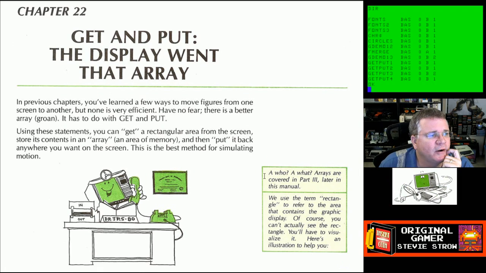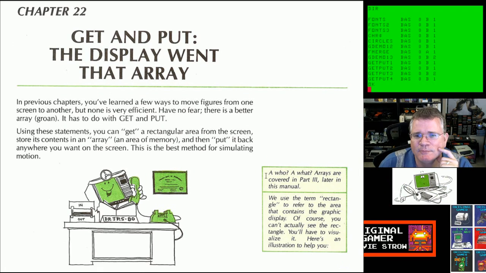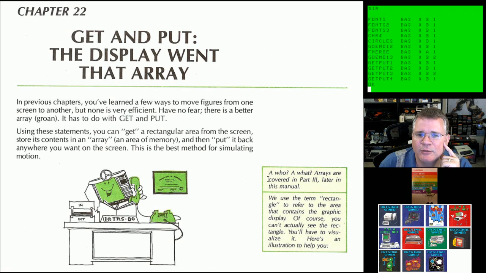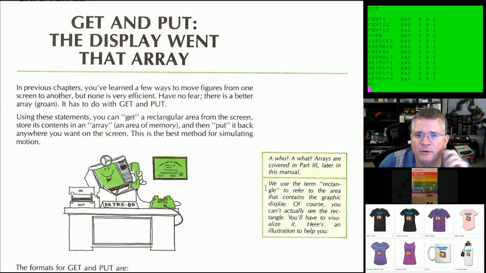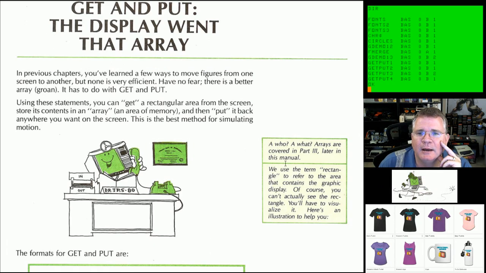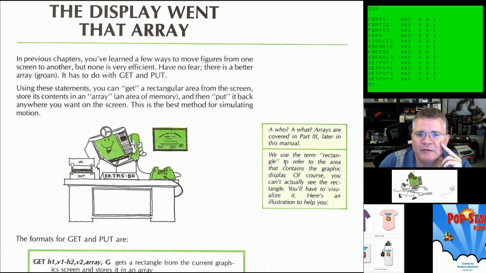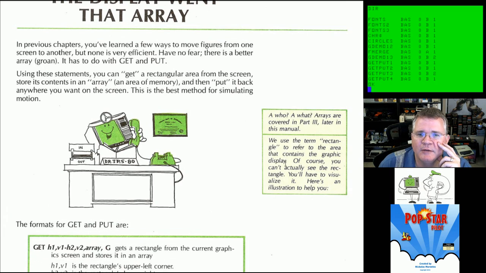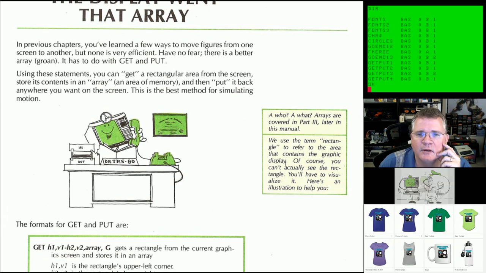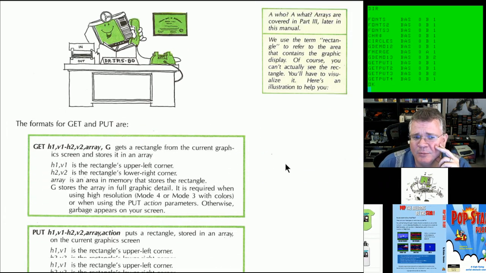So here on the little sidebar, it says, a who, a what? Arrays are covered in part 3 later in this manual. We'll use the term rectangle to refer to an area that contains the graphic display. Of course, you can't actually see the rectangle. You'll have to visualize it. Here's an illustration to help you. Will it help us? I don't know.